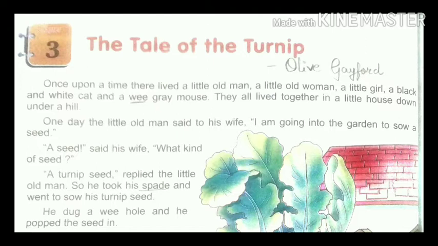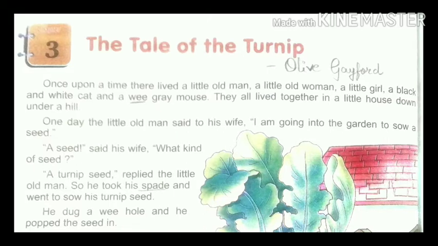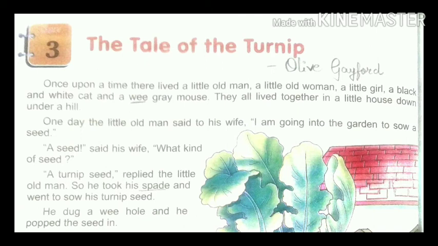Once upon a time, there lived a little old man, a little old woman, a little girl, a black and white cat, and a wee grey mouse. Okay, students, wee means very small in size. They all lived together in a little house down under a hill. They lived in a hill station in their house.